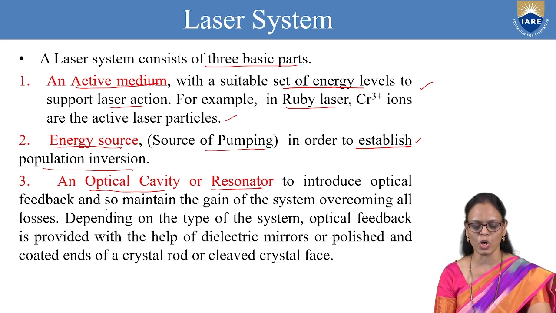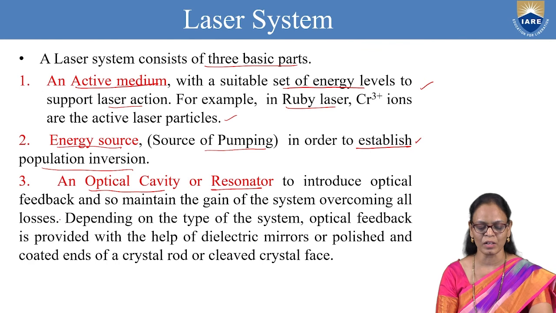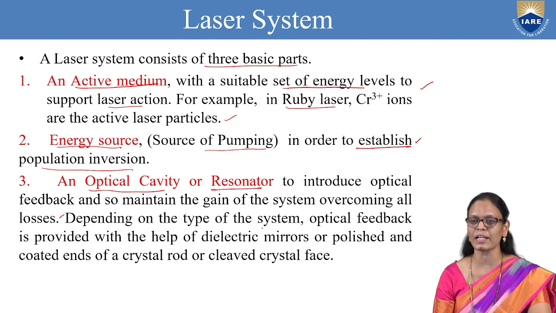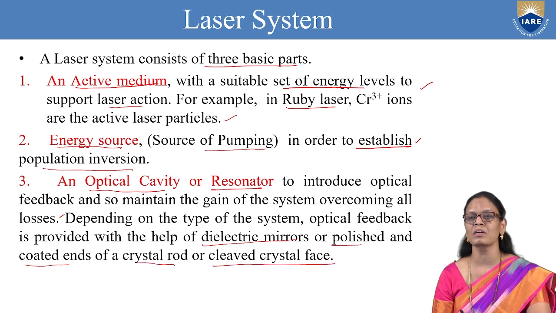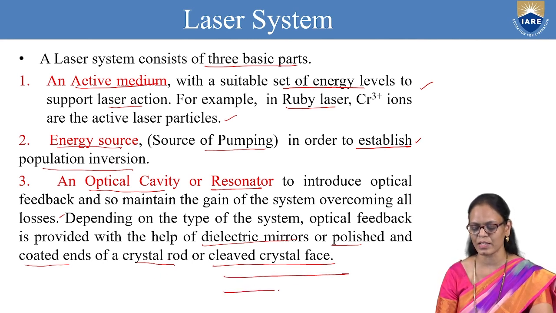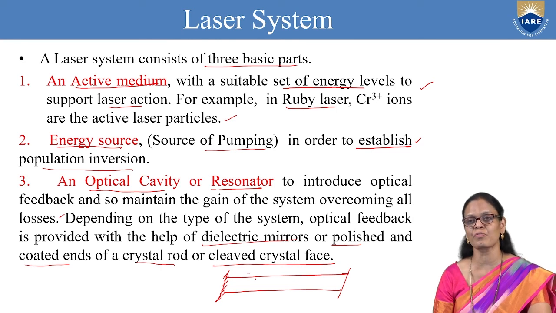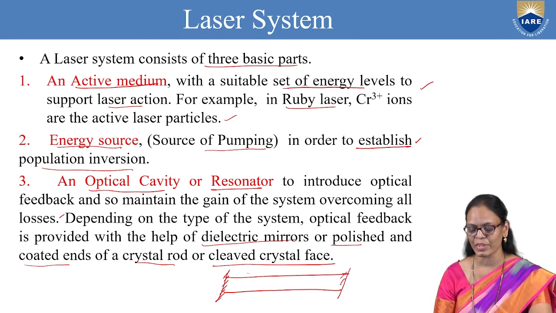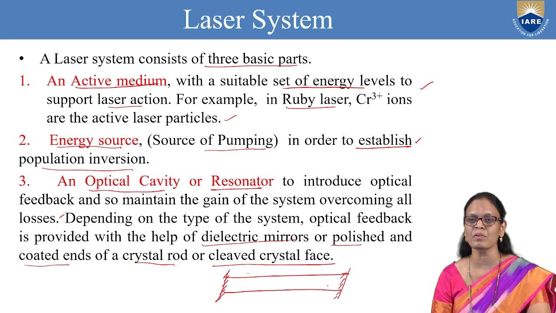So what does this optical cavity do? It will introduce the optical feedback to maintain the gain of the system and overcome all the losses. Depending on the type of system, that optical feedback is provided with the help of dielectric mirrors or polished surfaces, polished coated ends of a crystal rod or a cleaved crystal surface. So in an optical cavity, you will have mirrors on both the sides and they are polished. Why polished? Because there may be reflection. There will be an optical feedback. How they are polished, we are going to discuss.